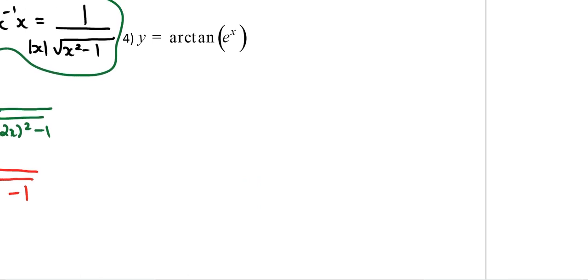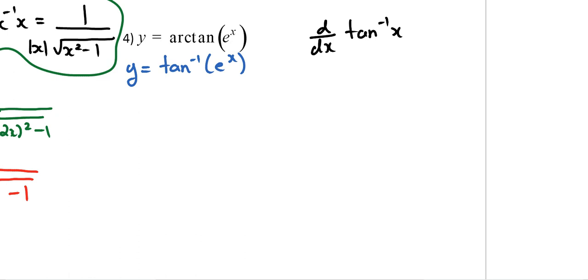Arc tan e to the x. Okay, so once again, this is the same thing as tan to the negative 1 of e to the x. Now, there's a few things I want to write down from your reference sheet here. First of all, the derivative of the inverse of tan x. That's going to be 1 divided by 1 plus x squared. And the derivative of e to the x.